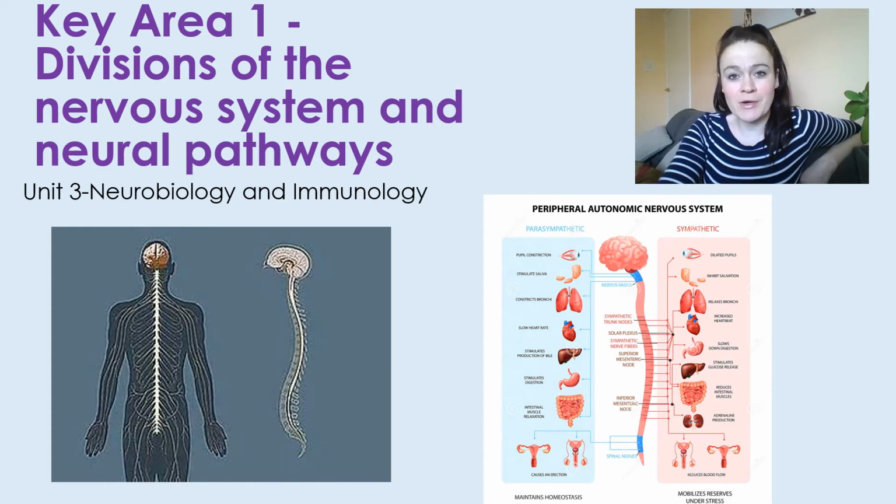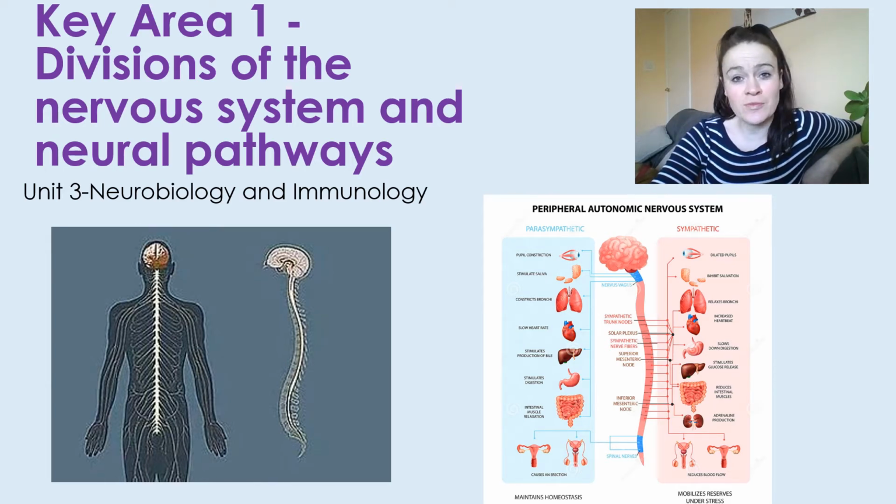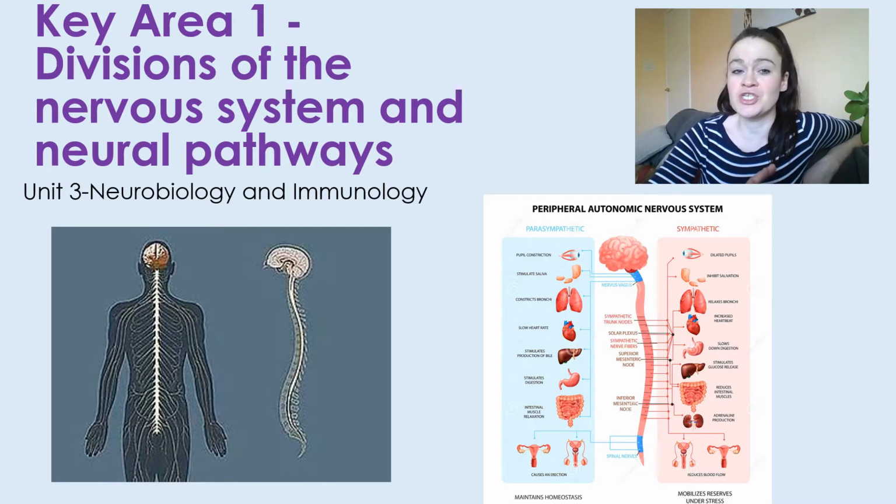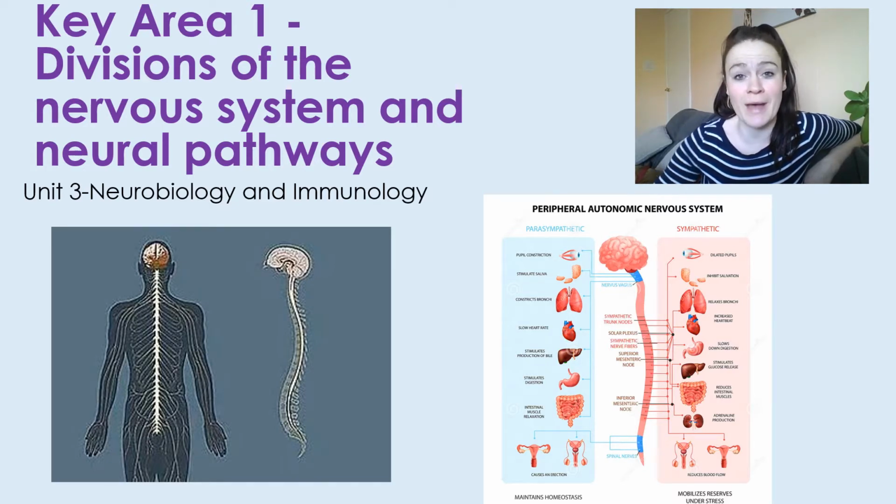Hi, this PowerPoint covers Higher Human Biology Unit 3, Key Area 1, but it's just the first bit of Key Area 1. So it's just the divisions of the nervous system. A later PowerPoint will cover the neural pathways.